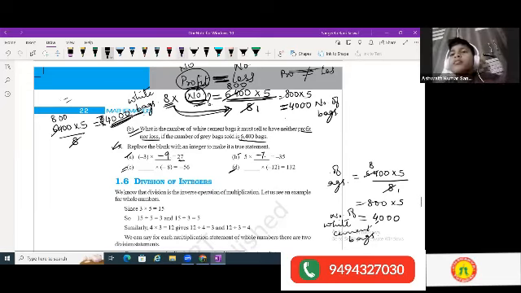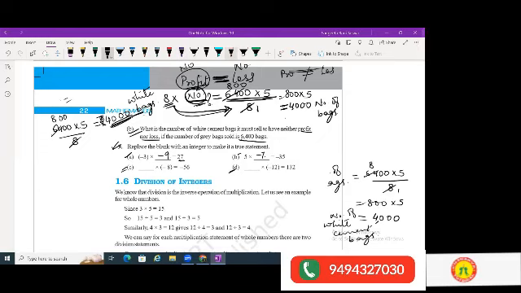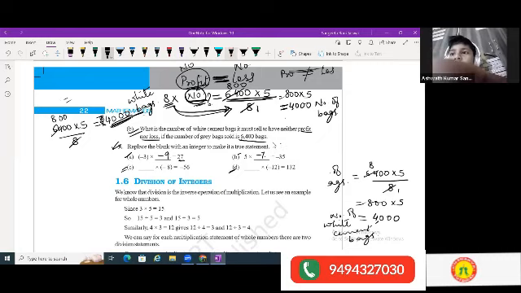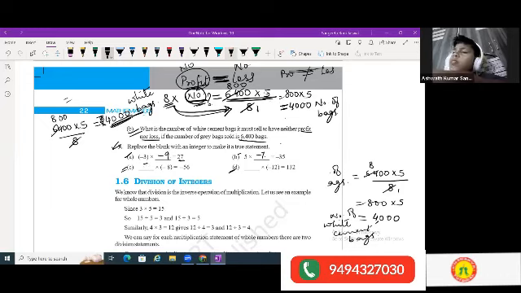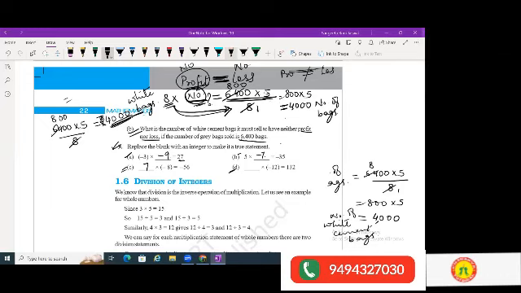Okay, let me check who's the next one. Aishwarya, it's 7. Good. Rishit, what will you write here?